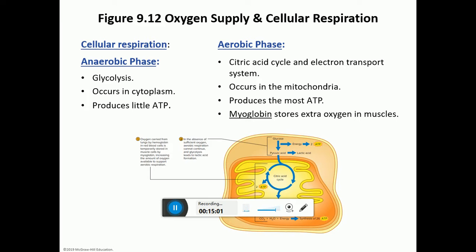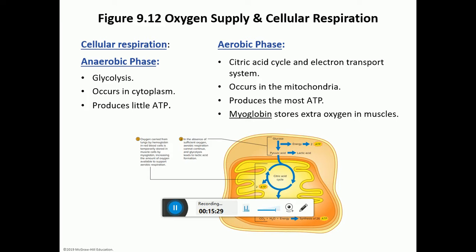We really already talked about cellular respiration, but just very short. There are two different phases: an anaerobic and an aerobic phase. The anaerobic is the glycolysis that happens in the cytoplasm. It doesn't make lots of ATP, while the aerobic phase is the citric acid cycle and electron transport chain. Both of these, as you already know, happen in the mitochondria. They are the producers of most of your ATP.